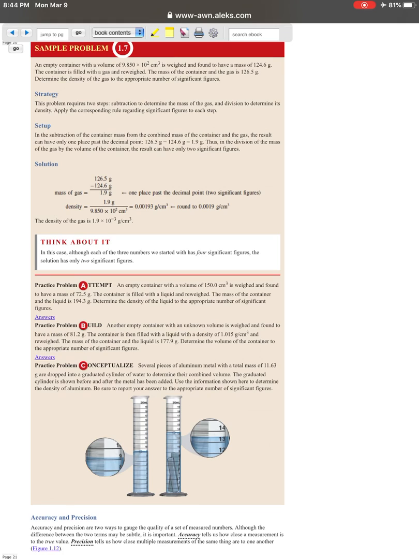So you take the mass divided by the volume, 1.9 grams over 9.850 times 10 to the 2 centimeters cubed. You get an answer, 0.000193 grams per centimeter cubed. How do we round it?